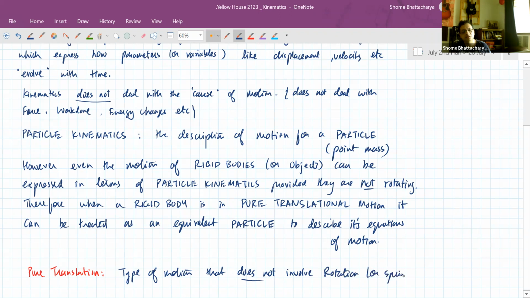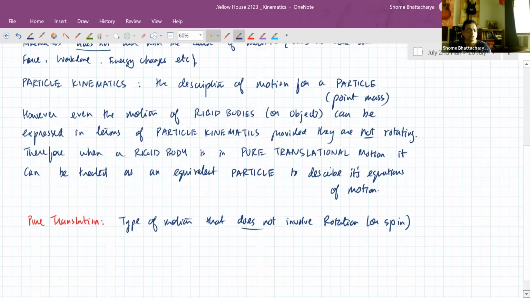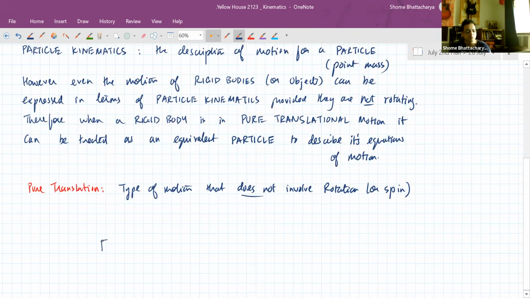It doesn't necessarily mean motion along a straight line. A rigid body can be moving along a curved path also, but it should not be rotating or spinning. Okay. So, for example, if a block is moving in such a way that it's going in this kind of path, but as it is moving, its orientation always remains the same. This is pure translation. Okay.